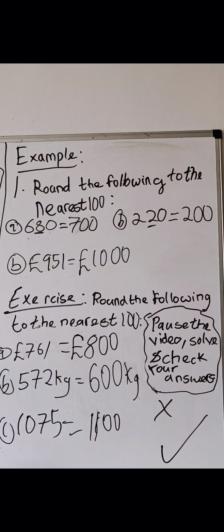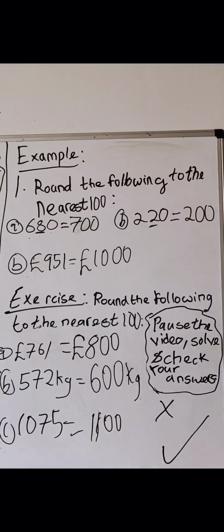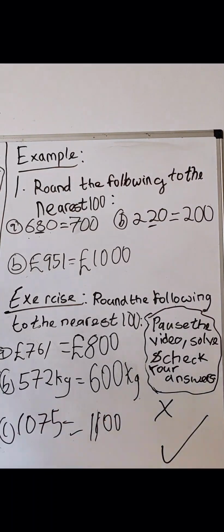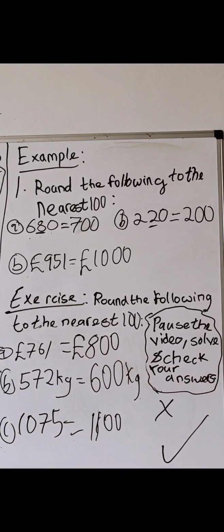Let's move on to rounding to the nearest thousand. But before that, I want you guys to check your answers. If they are correct, give yourself a tick if you got them right, and give yourself this if you got some wrong. Let's move on to rounding to the nearest thousand.